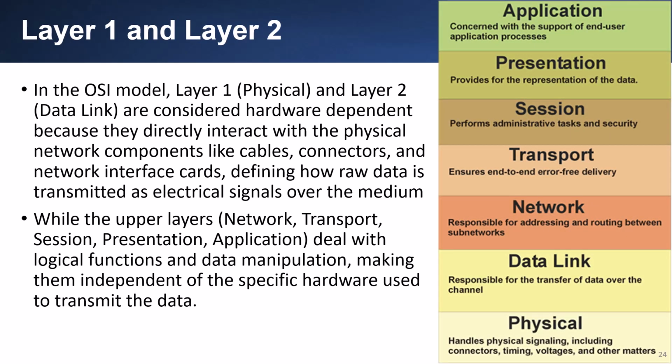In the OSI model, layer 1 and layer 2 are considered hardware dependent because they directly interact with the physical network components like cables, connectors, and network interface cards, defining how raw data is transmitted as electrical signals over the medium. While the upper layers deal with logical functions and data manipulation, making them independent of the specific hardware used to transmit the data.